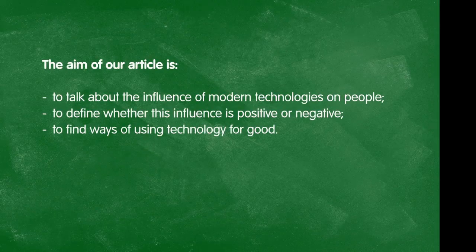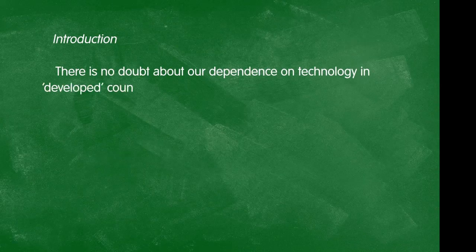Now, the aim of our article here is to talk about the influence of modern technologies on people and discuss whether or not it's good or bad and what ways there are for using it for good. So we should think of a topic sentence which can be expanded into a whole paragraph now. For example, there's no doubt about our dependence on technology in developed countries. This is a general topic sentence. This is going to be the subject of my paragraph.